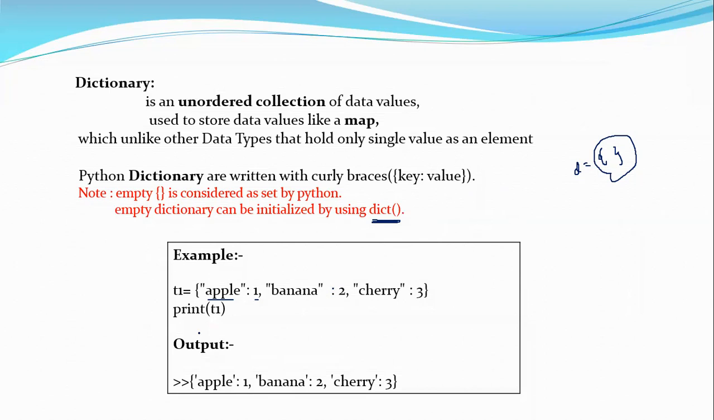Here is an example of how a dictionary looks. T1 is equal to curly braces, apple colon 1. A key can be a string, an integer, a float, anything, and here apple denotes 1. Similarly, separated by a comma, I have another key banana whose value is 2, and another key cherry whose value is 3. Everything is a key-value pair separated by commas. I can print T1 and it will look like this. This is the basic dictionary notation in Python.